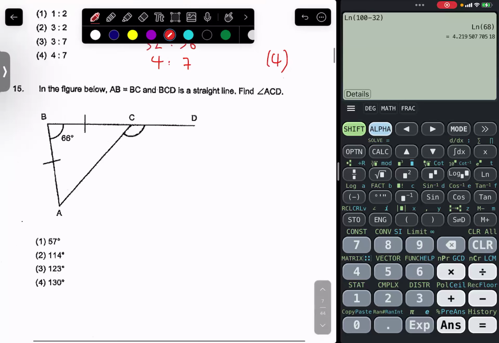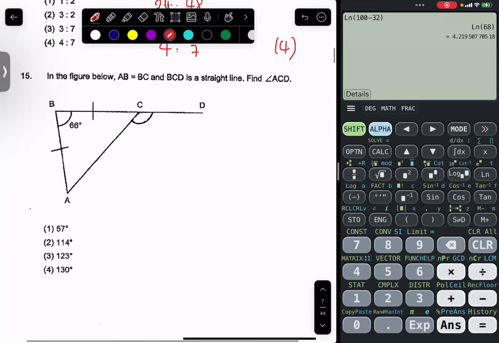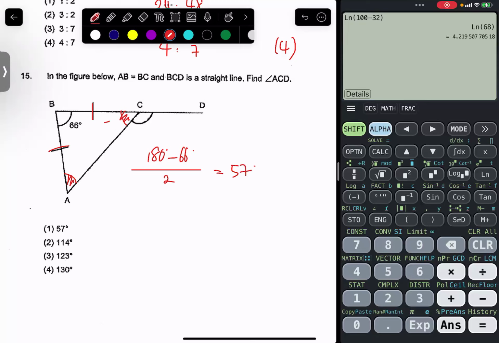Option 4. In the figure below, AB equals BC, making this isosceles. So these are the base angles. These two angles have to be the same. BCD is a straight line. Find angle ACD. So we'll take 180 minus 66 first, and then divide the result by 2. So we'll get 57. So this is 57 degrees. So the answer will be 180 minus 57, because angles on a straight line. So 123. Option number 3.